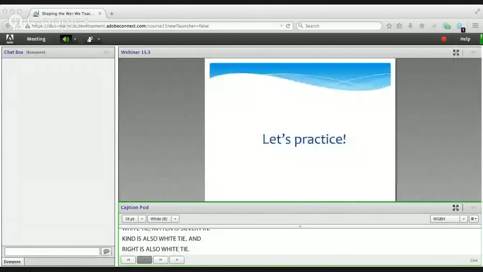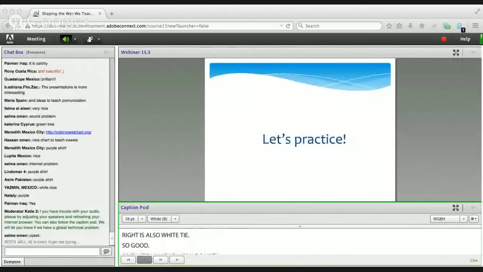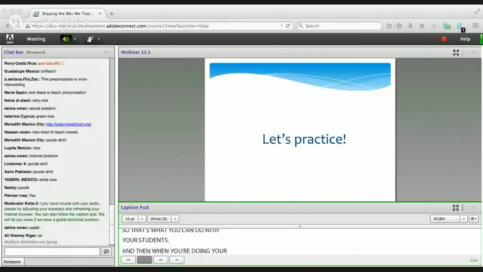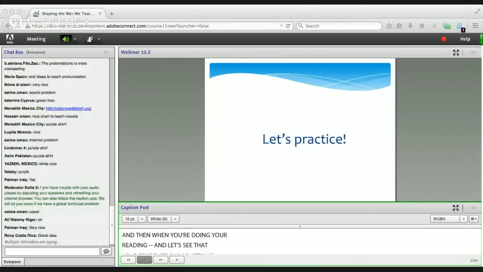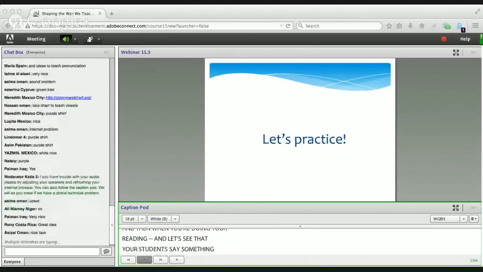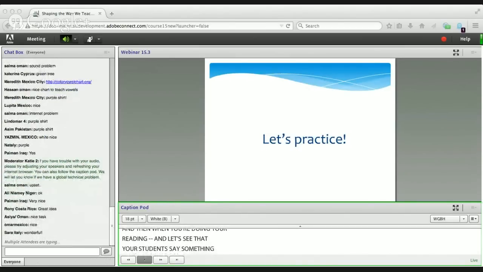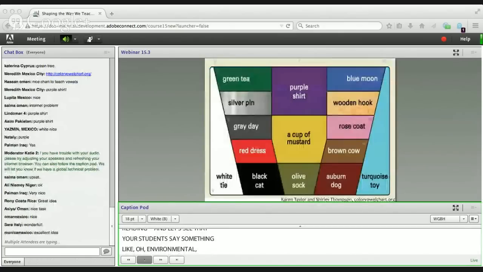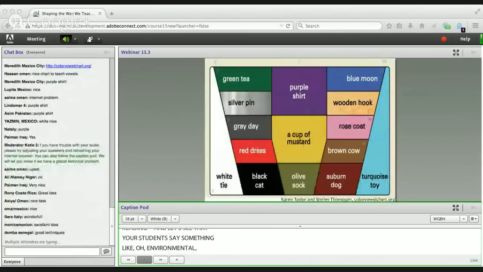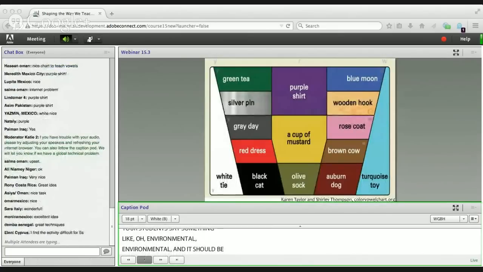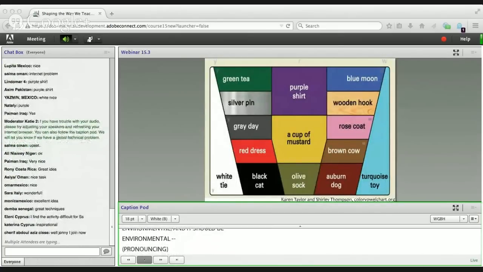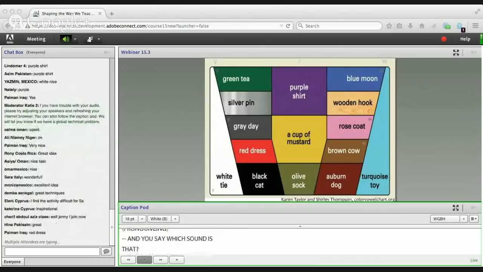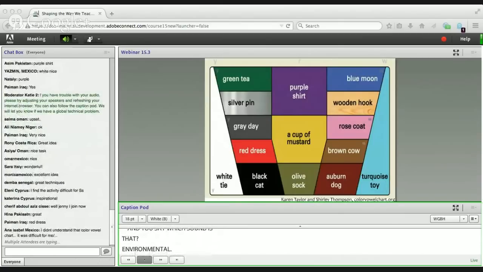And then when you're doing the reading, let's say your students say something like environmental, and it should be environmental, then you can show them, no, which sound is that? Environmental, which one is that? And it's red dress, okay?